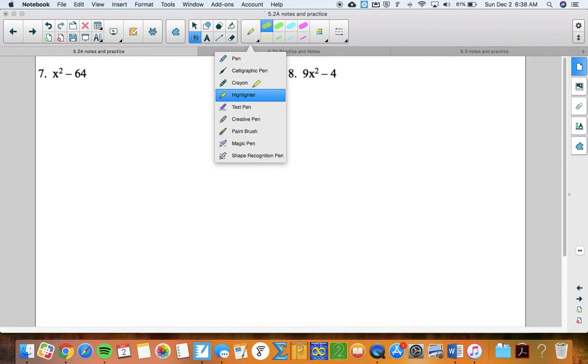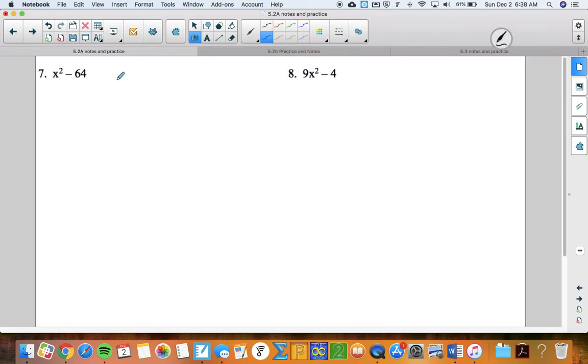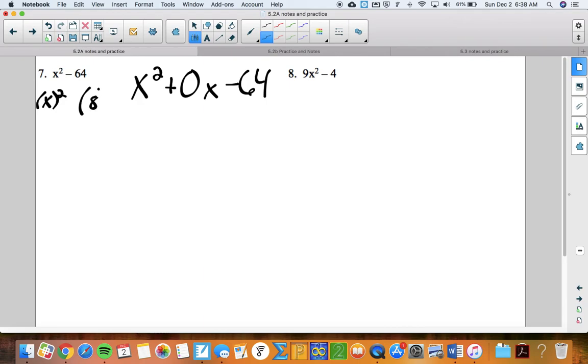Alrighty. If you want to keep using that method, well, actually, in this one, you'd use the shortcut method that we were doing on the first half, but you could rewrite this as x squared plus 0x minus 64. Otherwise, you can realize that x squared gives you x squared, and 8 squared gives you 64. So then we can go x plus 8 times x minus 8.